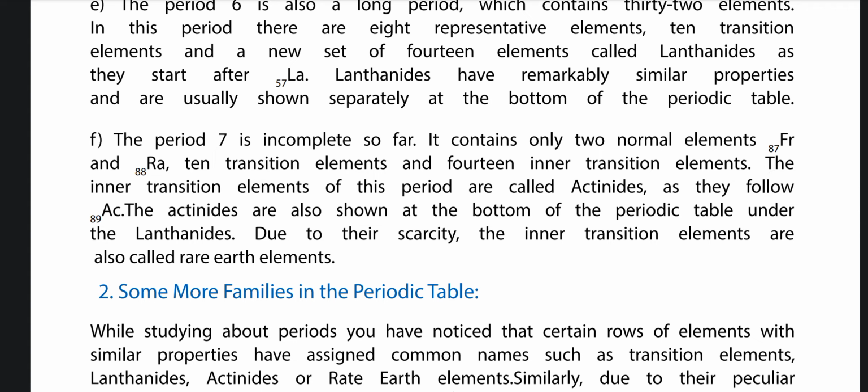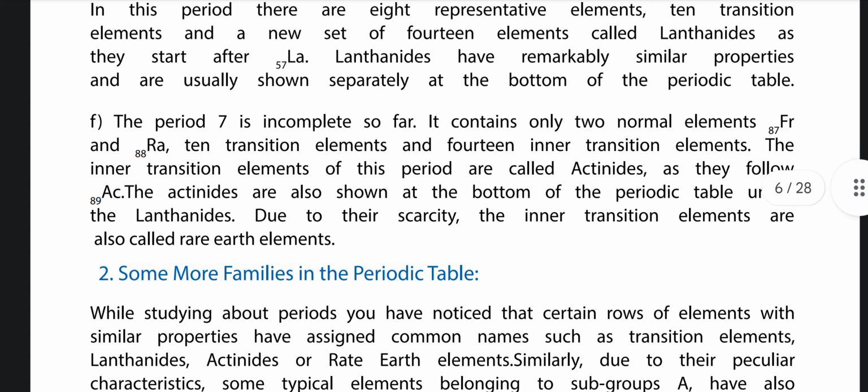Period 7 is incomplete so far. It contains only two normal elements, francium and radium, 10 transition elements and 14 inner transition elements. The inner transition elements of this period are called actinides, as they follow actinium. The actinides are also shown at the bottom of the periodic table under the lanthanides. Due to their scarcity, the inner transition elements are called rare earth metals.